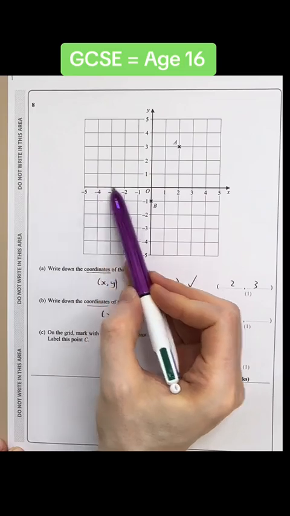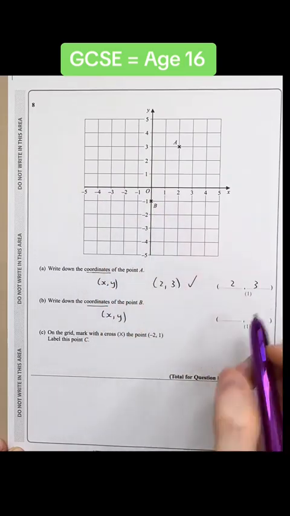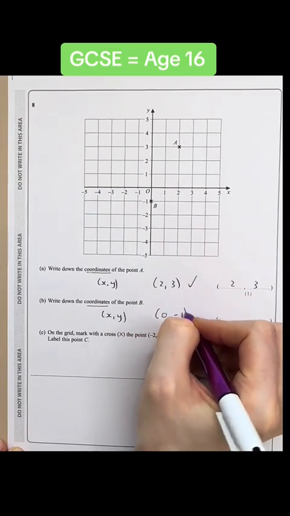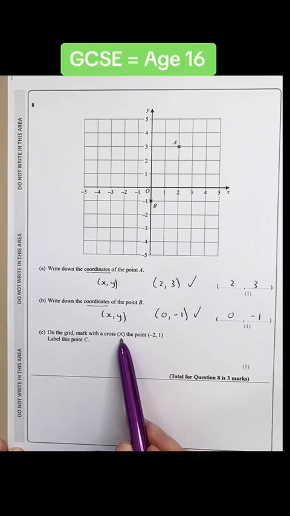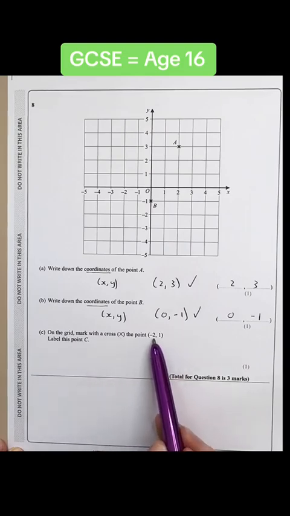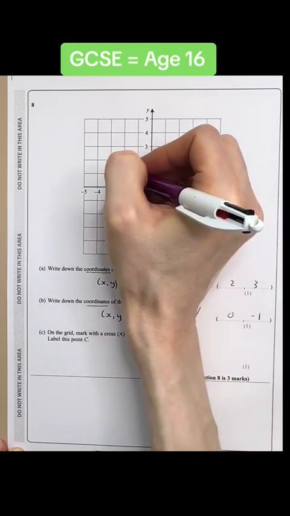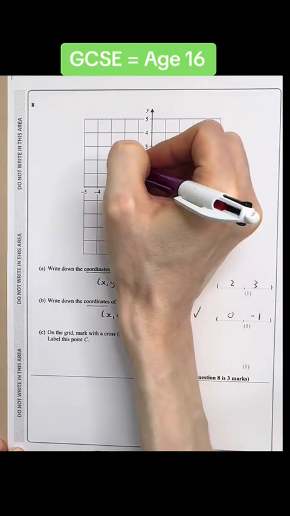Locating B, it's gone nowhere in the x direction, so that's 0, and it's come down negative 1 in the y, so therefore it's 0, negative 1. On the grid, mark with a cross the point negative 2, 1. Label this point C. Well, negative 2, 1 means I'm going to go negative 2 in my x direction, and as it's positive 1, I go up positive 1 in the y direction, and label that point C.